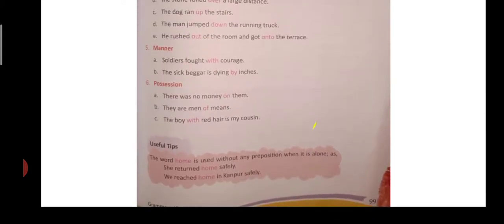Now here in these useful tips, it is given that the word home is used without any preposition when it is alone. Here: she returned home safely. We reached home in Kanpur safely. So here home can be used without any preposition.